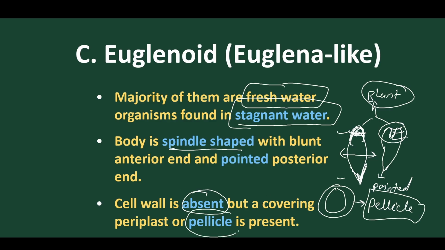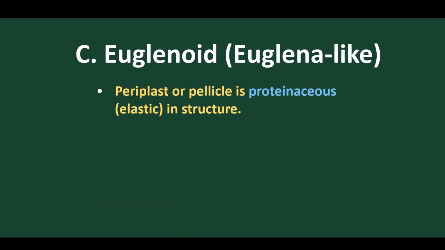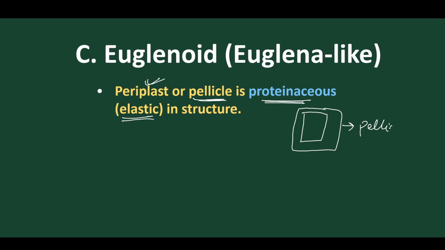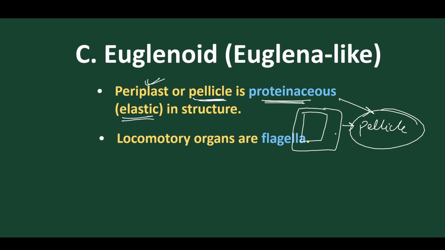The body is covered by a protective covering called pellicle, which is protein in nature and highly elastic. This pellicle is otherwise called periplast. Suppose this is the body. Outside the body we find a covering present. This is not a cell wall, it is called the pellicle, and it is protein in nature, highly protective and highly elastic. Got it? Now let's move on.